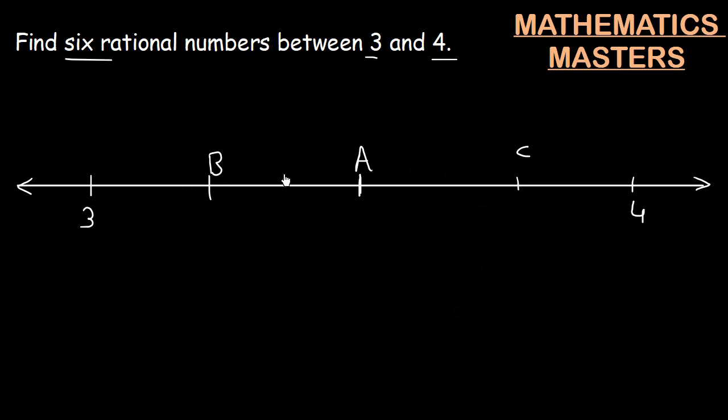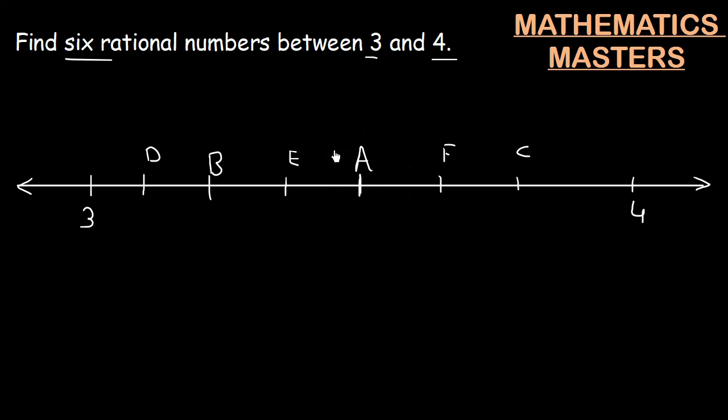So 1, 2, 3 have been found out. We'll be able to find out A, B, and C. Then the other 3 we can do. We can find the numbers in between 3 and B, B and A, A and C, or C and 4. So first we'll find the one between 3 and B. This is my D, then between B and A, this would be E, and the last between A and C, so it would be F. Obviously we can find one between C and 4, which would be G, so there would be 7, but right now we are bothered with 6 rational numbers.